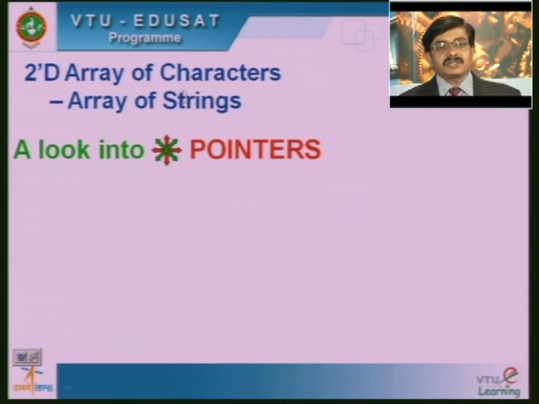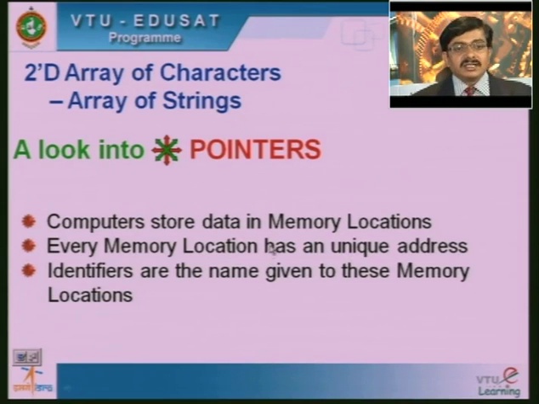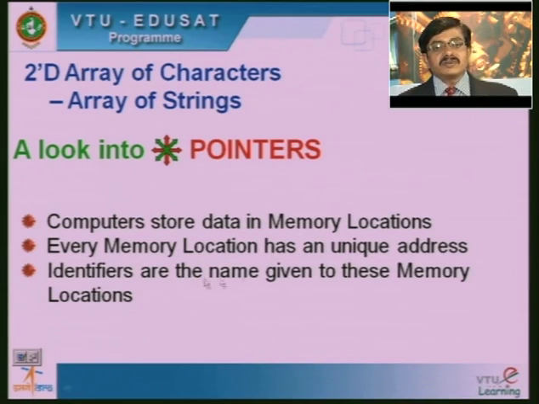Before you proceed with the concept of a two-dimensional array of characters, we must know what exactly pointers are. Every computer stores data in a memory location, and every memory location has its own unique address. Whatever data we process in the system is stored in a memory location, and every memory location has a unique address. In programming, identifiers are what we use to identify the memory locations. So identifiers are the names given to these memory locations.